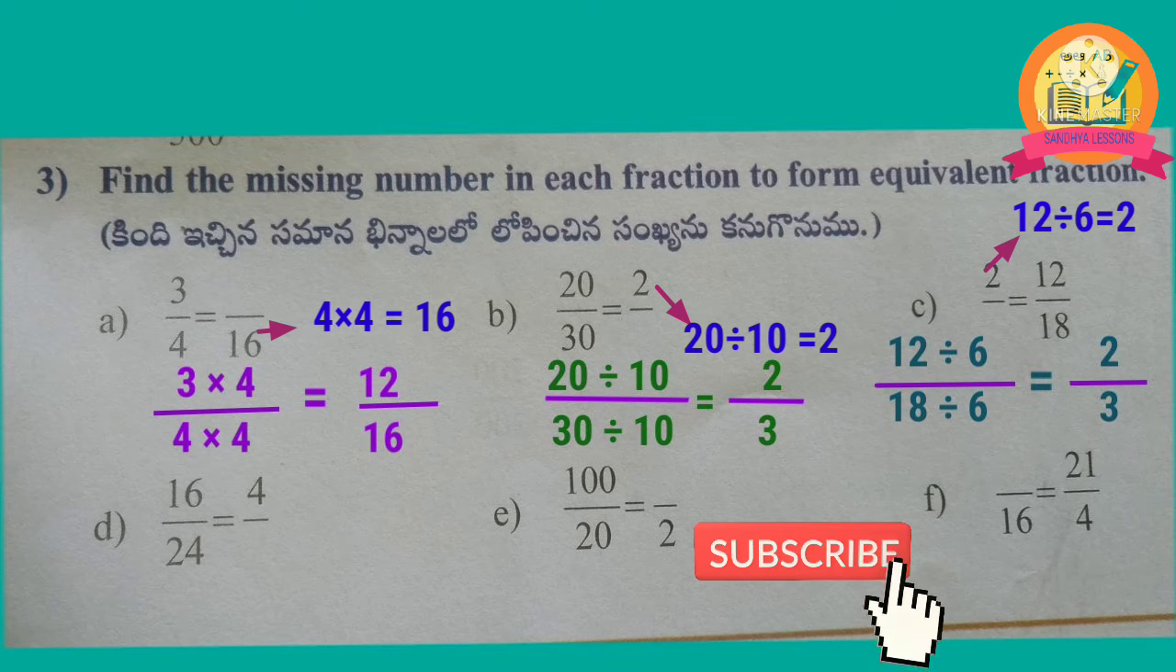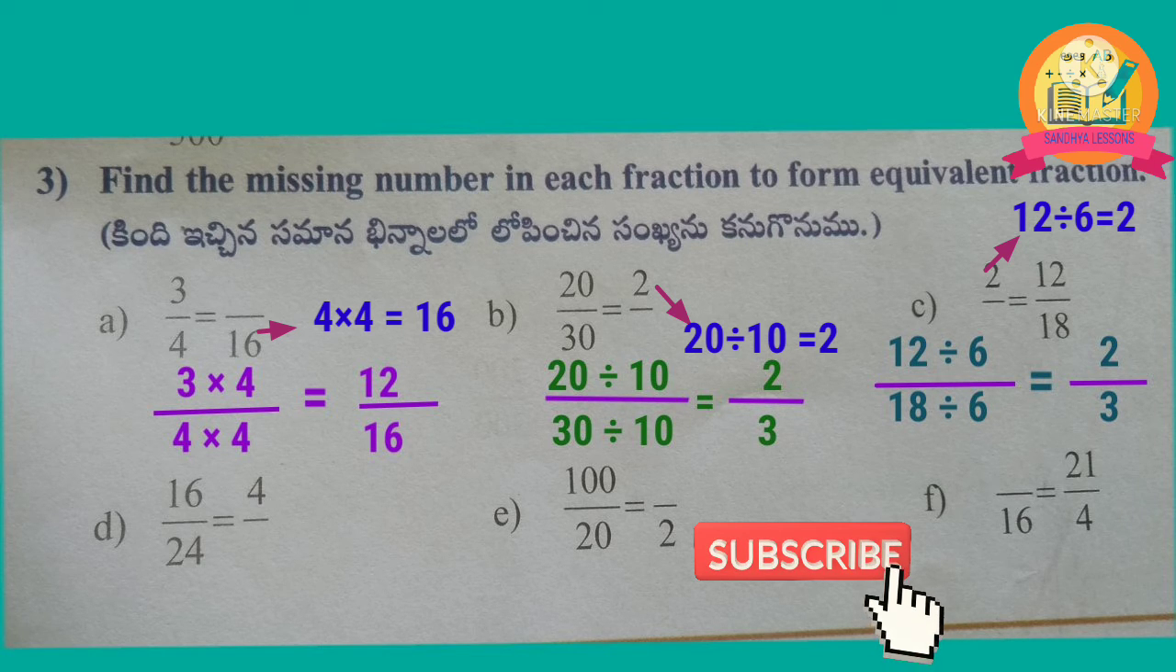In the B problem, 20 by 30. By dividing 20 with 10 we get 2. So therefore, by dividing numerator and denominator by 10 we get the equivalent fraction. After dividing we get 2 by 3.